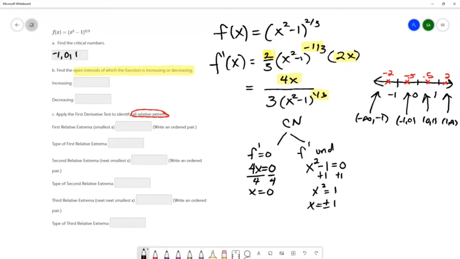So let's take our test points, and we're going to substitute them into the derivative. Our test points are negative 2, negative 0.5, 0.5, and 2. And let's use our calculator to help us make this go quicker.